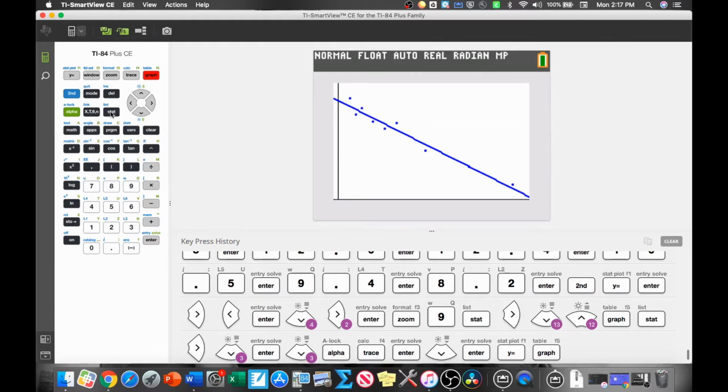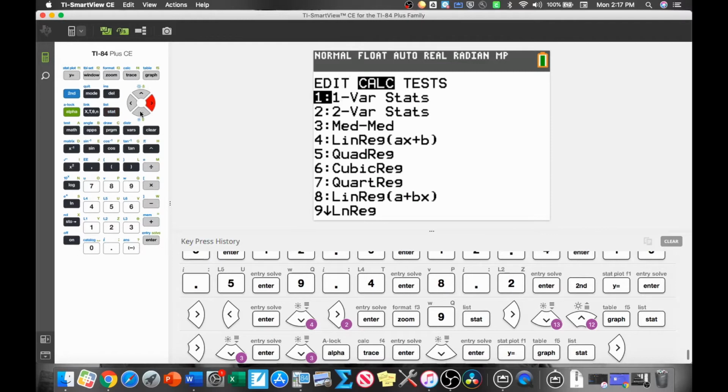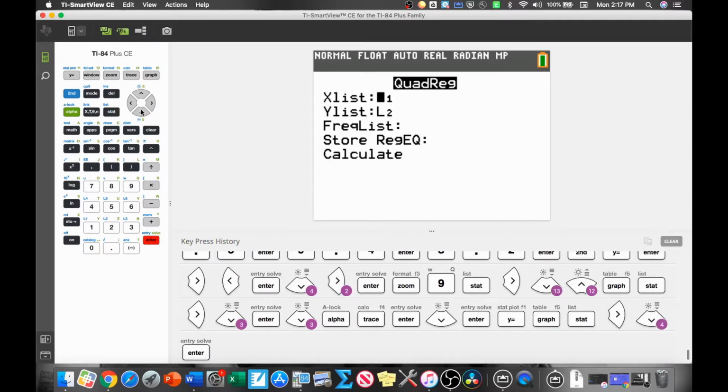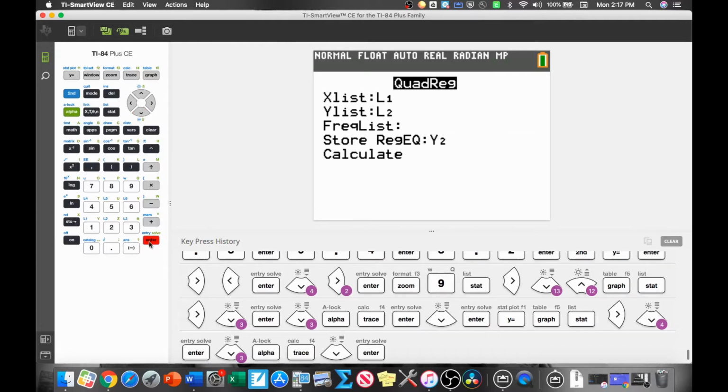So again, we're going to go stat. We're going to arrow over to calculate, and then down to number 5, which is quadratic, and hit enter. Same questions, okay? List 1, list 2, yep. Where do we want to store this one? Let's store this one in Y2. So again, you hit your alpha F4, and now we'll arrow down and tell it to store it in Y2. All right, and then we're going to ask it to calculate.